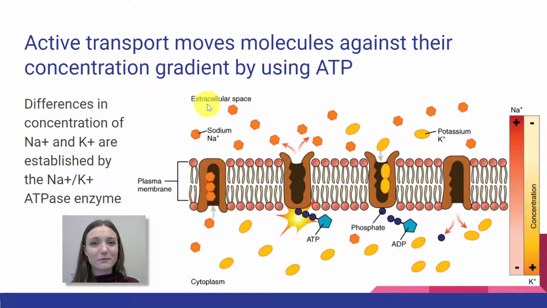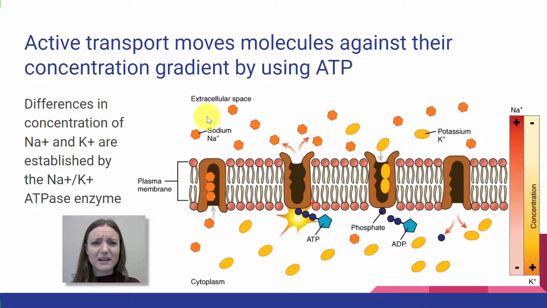So when the cell is at rest, there's a large concentration of sodium on the outside, a low concentration of sodium on the inside, but a high potassium concentration on the inside. As soon as that action potential, that signal that basically activates the next neuron, is sent down, the sodium will rush in, potassium will rush out, and then the cell needs to reestablish that resting membrane potential of high sodium on the outside, low sodium on the inside, but high potassium on the inside. Okay, and so that difference in concentration is established by this enzyme, and this enzyme uses ATP to move those ions. Okay, so this is active transport using ATP to move those ions against their concentration gradient.